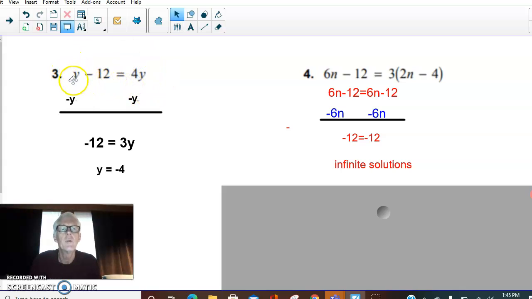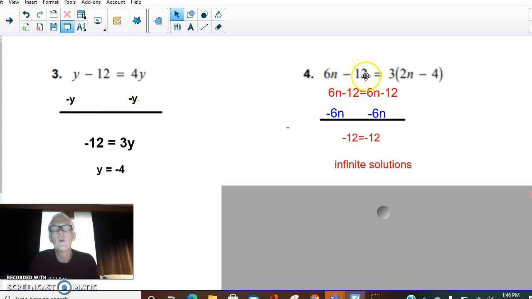To get the variables on the same side, we could do a couple things. We could subtract the y, or we could subtract the 4y. In this case, it's probably easier to subtract the y. We do that, and the y goes away. 4y minus y is 3y, so we end up with negative 12 equals 3y. You divide both sides by 3, and you get y equals negative 4. That's one of your basic examples of solving equations with variables on both sides.